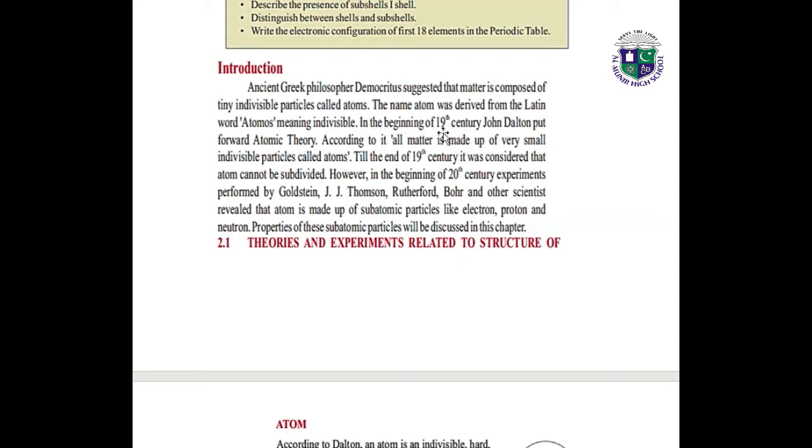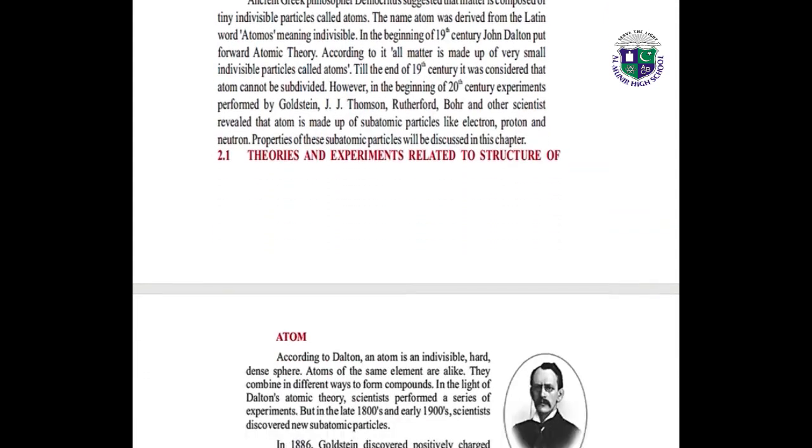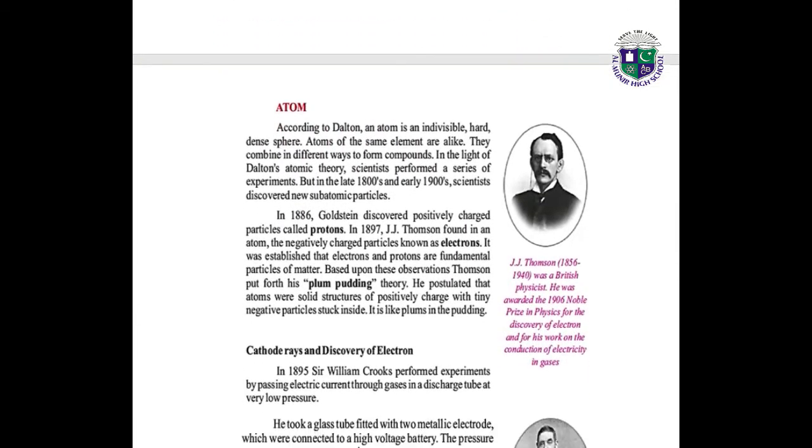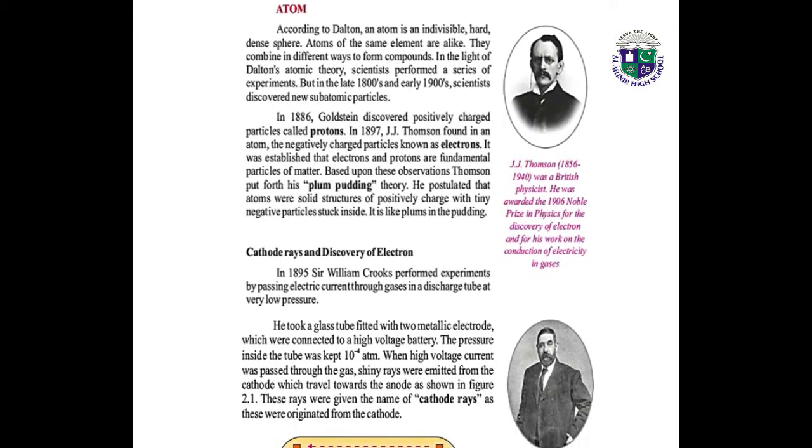So in the beginning of the 19th century, John Dalton put forward the first atomic theory. In this chapter we are going to study some theories and experiments on these atoms and their particles: electron, proton and neutron. According to Dalton, an atom is an indivisible hard dense sphere. Atoms of the same element are alike. They combine in different ways to form compounds in the light of Dalton's atomic theory.